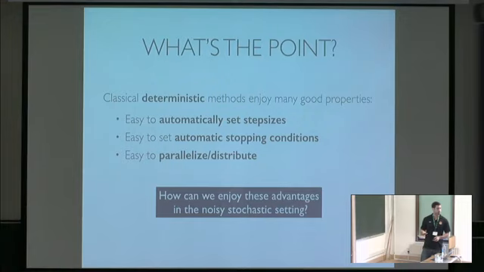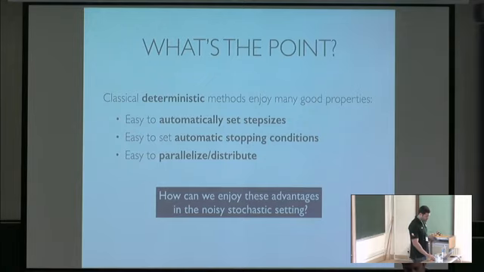But when you're using stochastic gradient approximations, the gradient never gets small. There's always noise in it, so it's always large. It's really difficult to assess how close you are to the minimizer. And it's also really easy to parallelize and distribute deterministic gradient methods. But it's generally difficult to distribute stochastic gradient methods and still get a good degree of scalability. So the question is, can we enjoy these advantages of deterministic gradient methods in the stochastic setting?